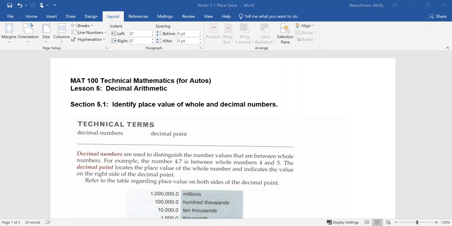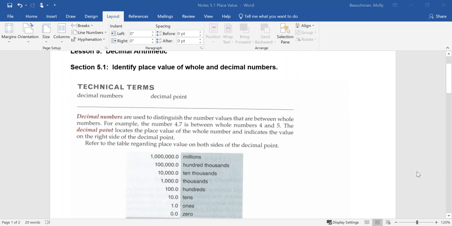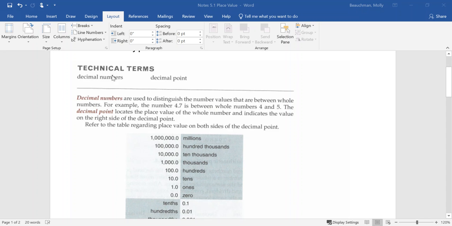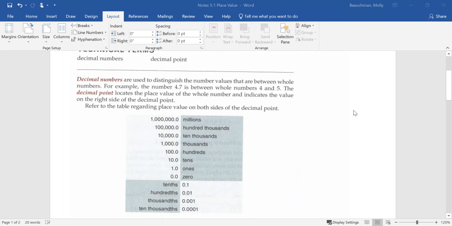In this video, we'll take a look at the first part of decimal arithmetic, which is identifying place value of whole and decimal numbers. So our number system is based on powers of 10. Our technical terms, or our vocabulary, will be decimal numbers and decimal point. Decimal numbers are used to distinguish the number values that are between whole numbers. For example, the number 4.7, or 4 and 7/10, is between the whole numbers 4 and 5.